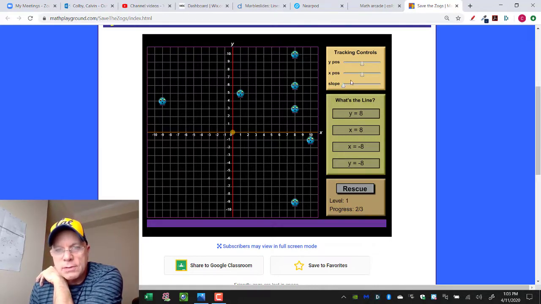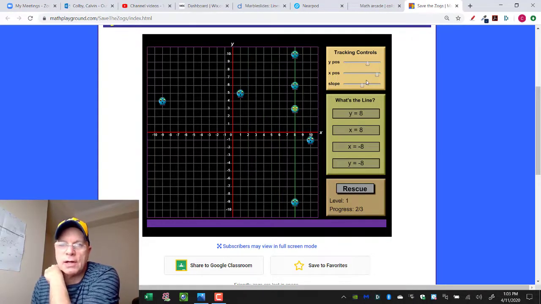So this is when first I want to move my line off the axis so you can see it, and then I want to change the slope to vertical, and then I want to move the x over to there. See, this is a linear equation, it's just not a function.